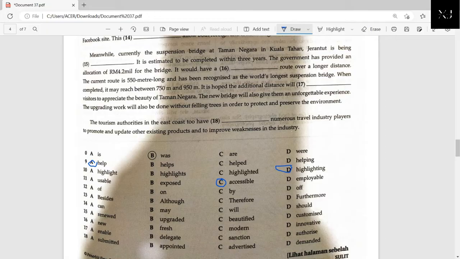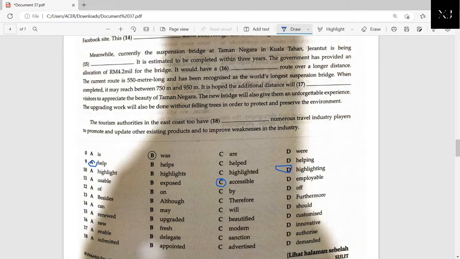Exposed. I think you all would know this if you are a person who is always on YouTube. Sometimes they would like to say, oh, this celebrity is exposed. They actually have a bad personality. So that's what exposed means. Okay. You can also say that you're exposed to new experiences.